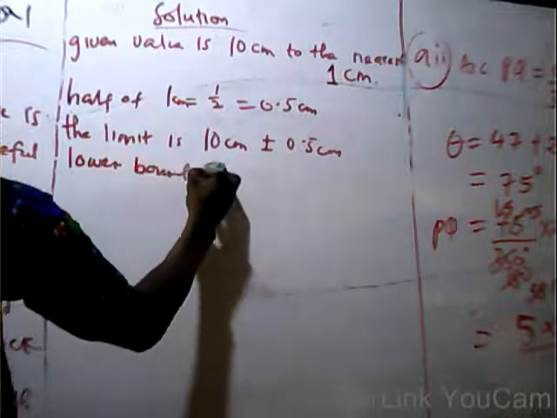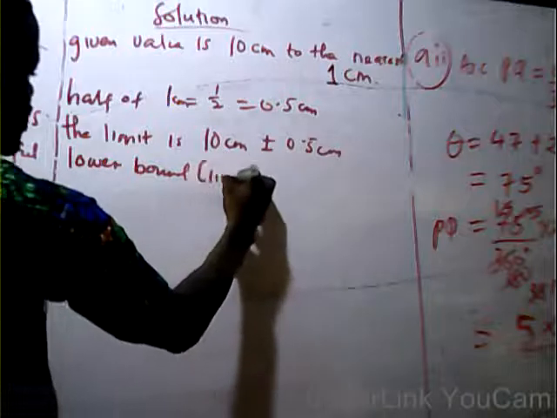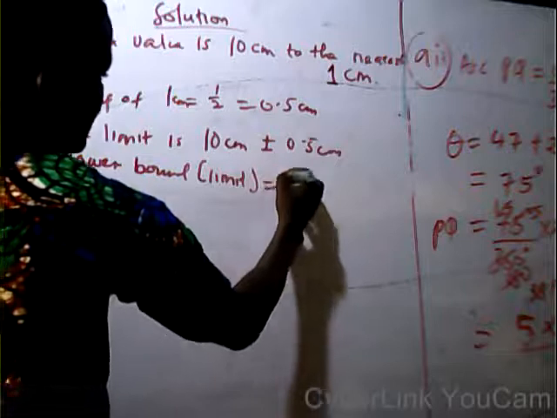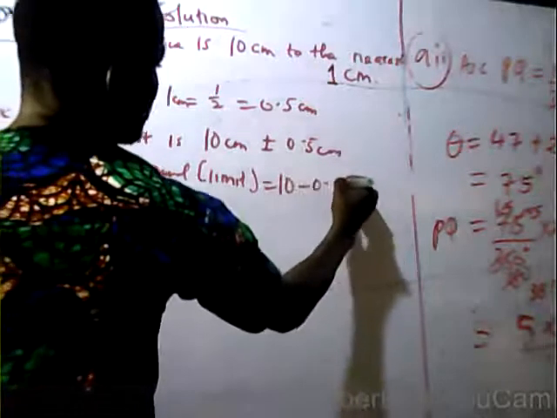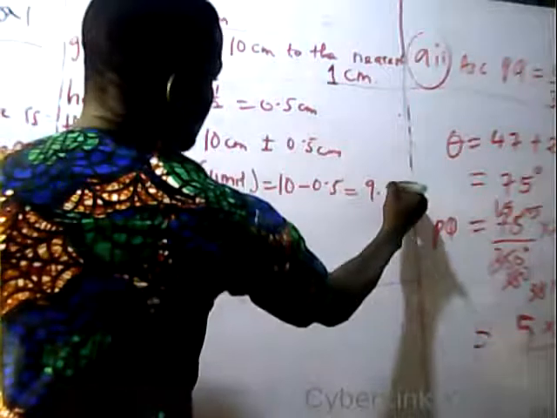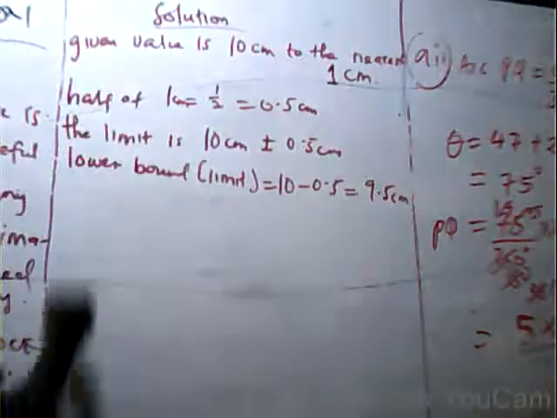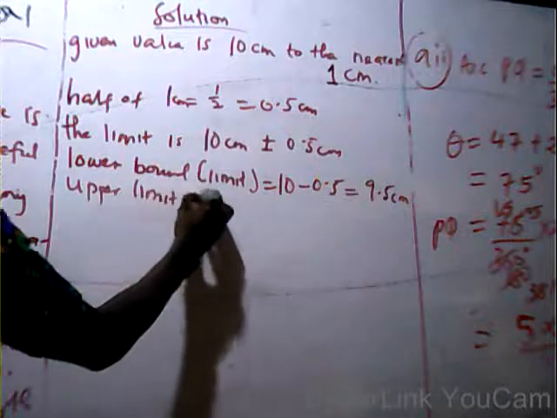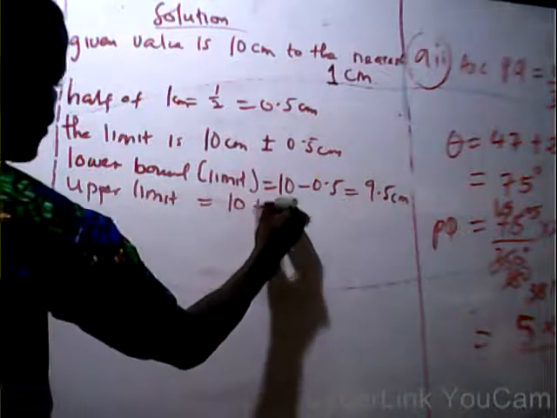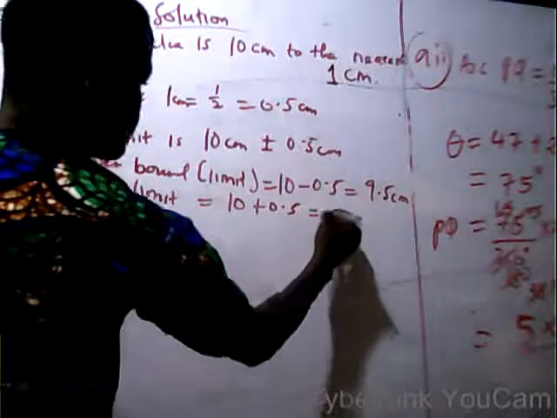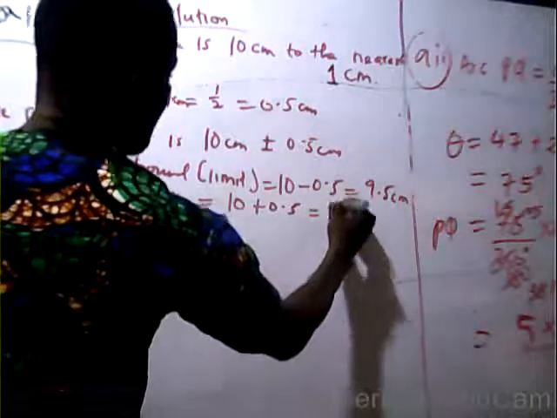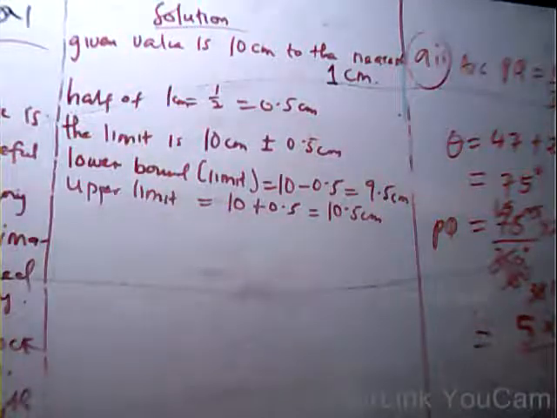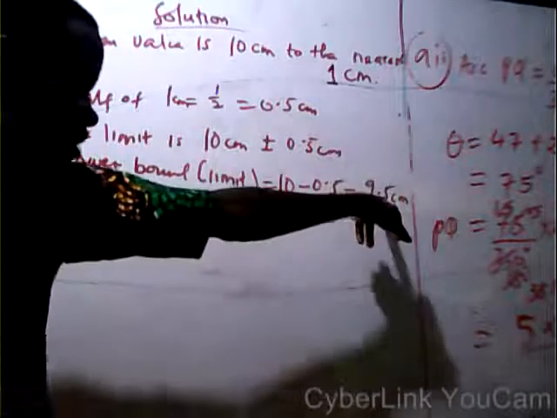So the lower bound, or lower limit, should be 10 minus 0.5, which is 9.5 centimeter. Then the upper limit should be 10 plus 0.5, which is 10.5 centimeter. Now, we know that the value can start from what?